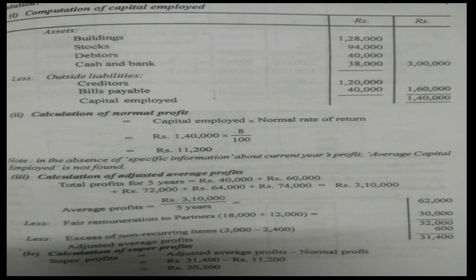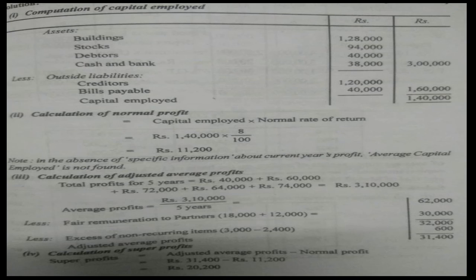Now, capital employed into normal rate of return. What is the normal rate of return? That is the dividend rate, that is 8%. So that will give you a normal profit. What is it? 11,200. Then, in the absence of specific information about the current year profit, because you have to minus half of the current year profit to get the average capital employed, since the current year profit details are not given, we are not going to minus that.